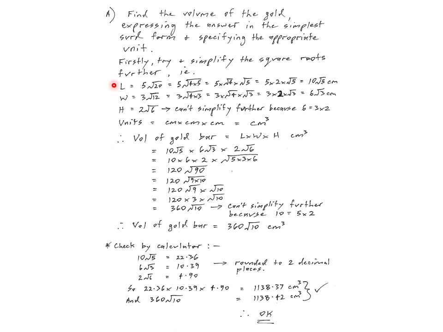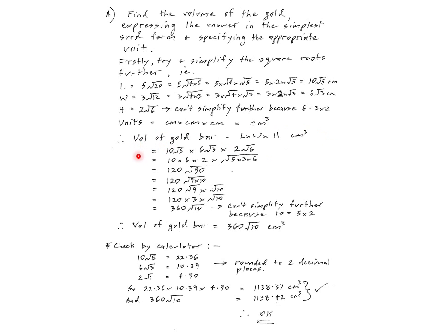So I'd like them to simplify the length, the width and the height, which you can see can be simplified. The height can't be simplified any further because the square root of 6 is the square root of 3 times 2, which can't be simplified further. And to specify the correct units, which will be centimetres times centimetres times centimetres, which is cubic centimetres.